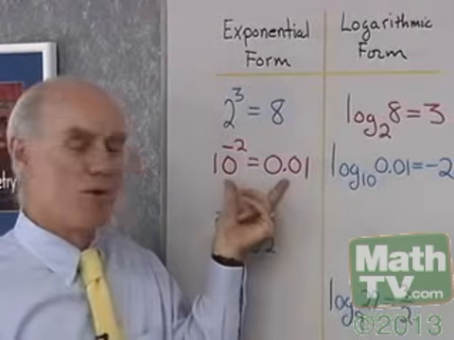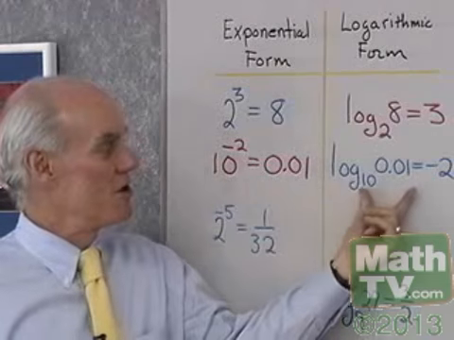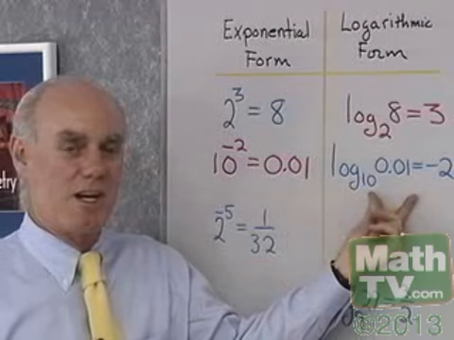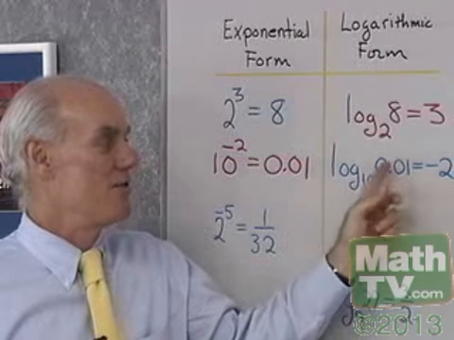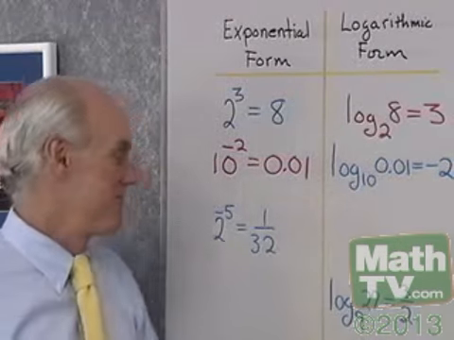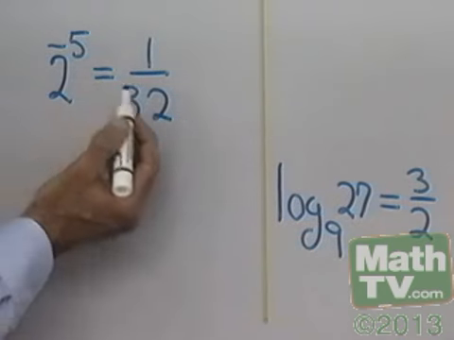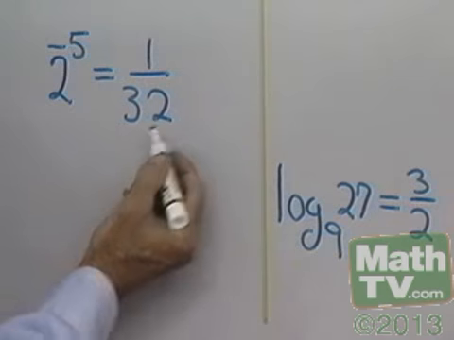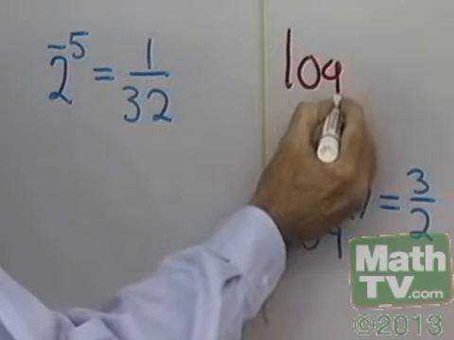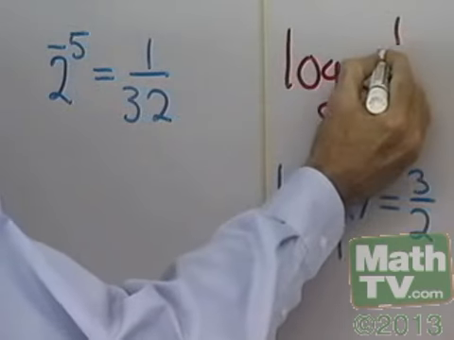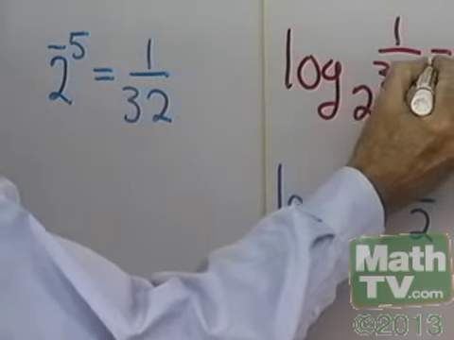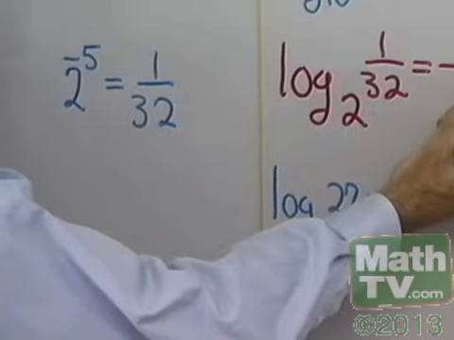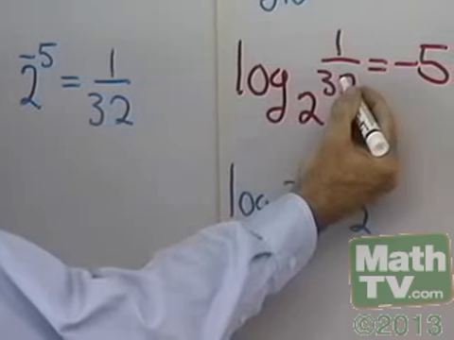So exponential form looks like this. I know this is a true statement. This is what it corresponds to in logarithmic form. So this and this really say the same thing about the numbers 10, negative 2, and 0.01. Here's another one. 2 to the negative fifth is 1 over 32. That's in exponential form. I'll write it in logarithmic form as the logarithm base 2 of 1 over 32 is equal to negative 5. And that tells me that 2 raised to the negative fifth power is 1 over 32.